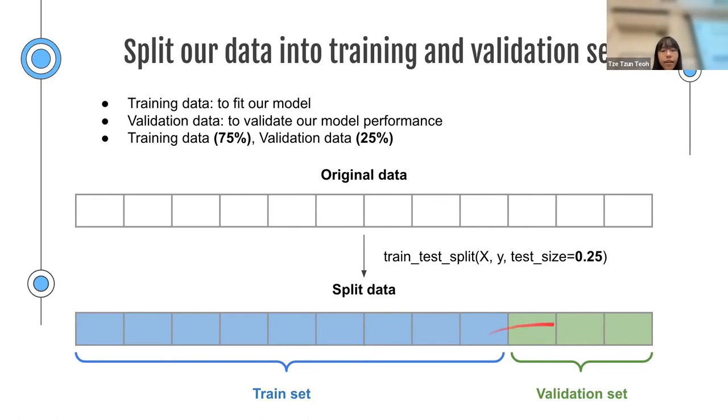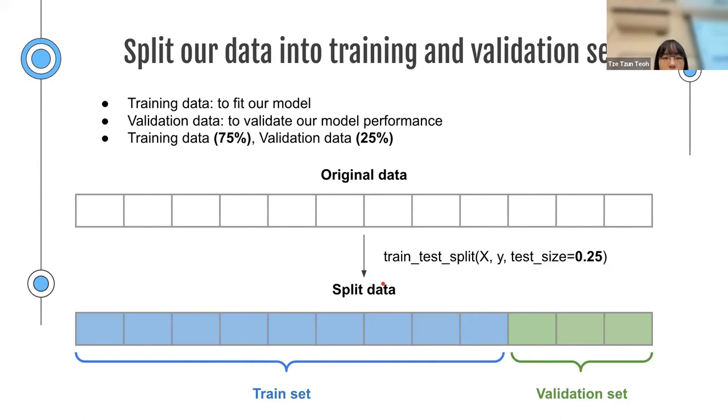Okay. So to split our data set, we are going to use this function called train_test_split. The function takes in the predicting variables, the target variable, and then the test size. In this case, we are specifying the test size to be 0.25. So that's 25% validation set and 75% training set.